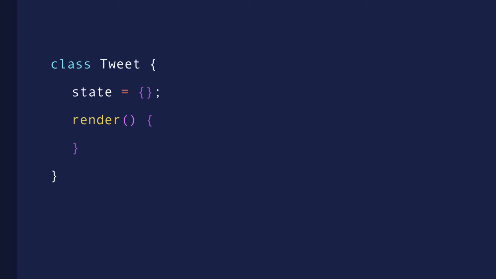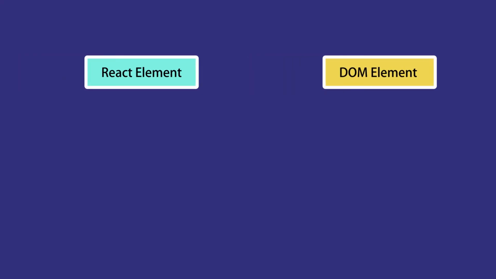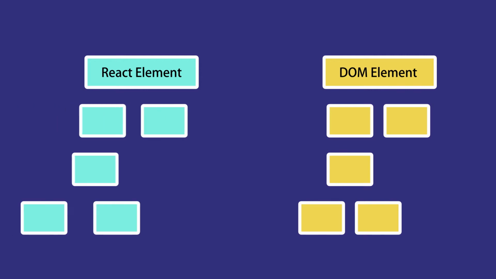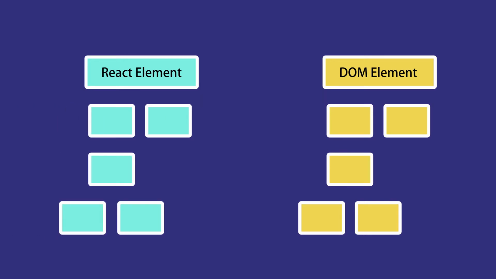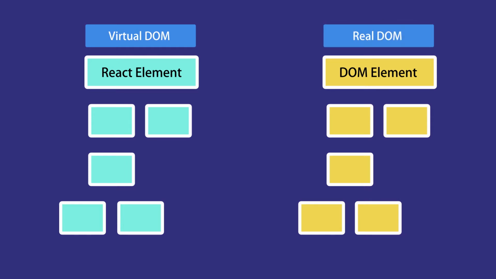The output of this render method is a React element, which is a simple, plain JavaScript object that maps to a DOM element. It's not a real DOM element, it's just a plain JavaScript object that represents that DOM element in memory. So React keeps a lightweight representation of the DOM in memory, which we refer to as the virtual DOM. Unlike the browser or the real DOM, this virtual DOM is cheap to create.